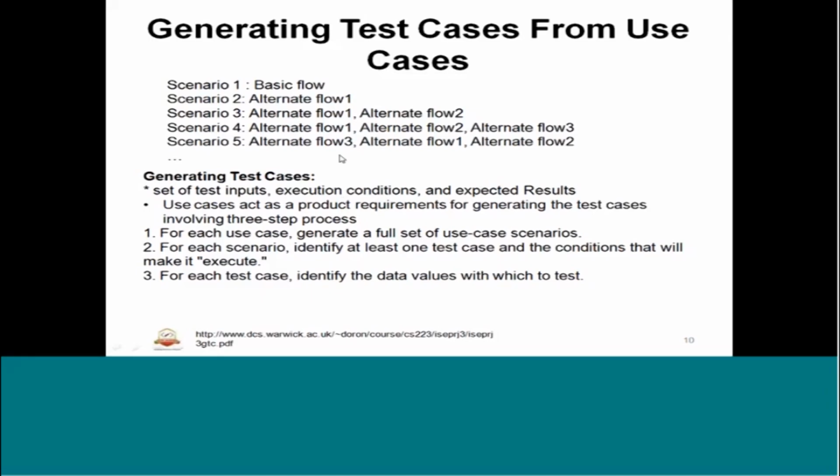So once we identify these flows, in this example 5 flows are there, we are going to generate the test cases. So how we are going to generate the test cases is set of test inputs, execution conditions, and expected results. These are typical test case writing type. Use cases act as product requirements for generating the test case.